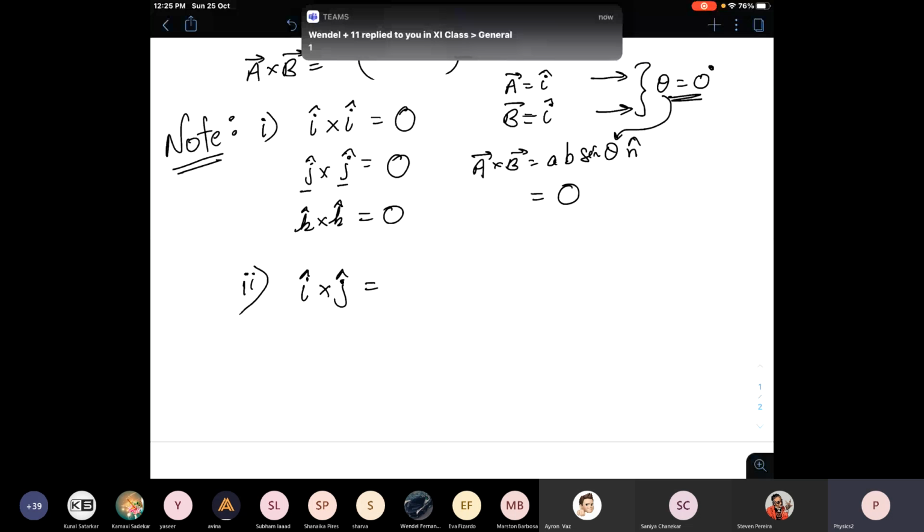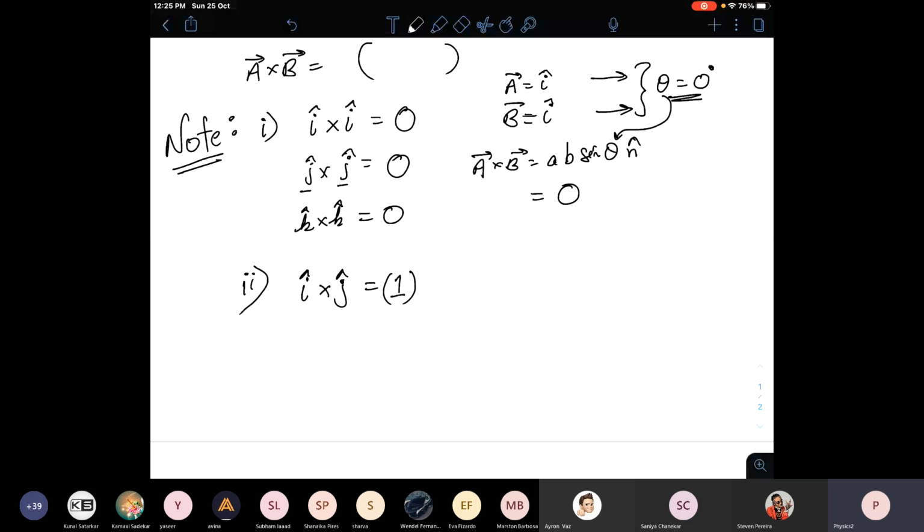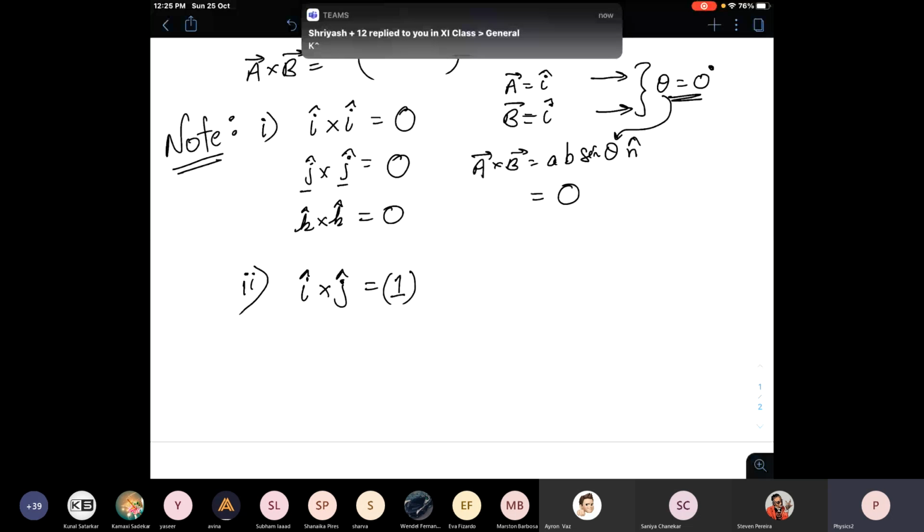Yes, I have told you that cross product gives me a vector quantity, so the answer should be a vector. You are saying 1, that is also correct, that is not wrong. But you are only giving me half an answer. You have only given me the magnitude. Who will give me the direction? N cap will give me the direction. And in I cap cross J cap, the N cap comes out to be K cap.